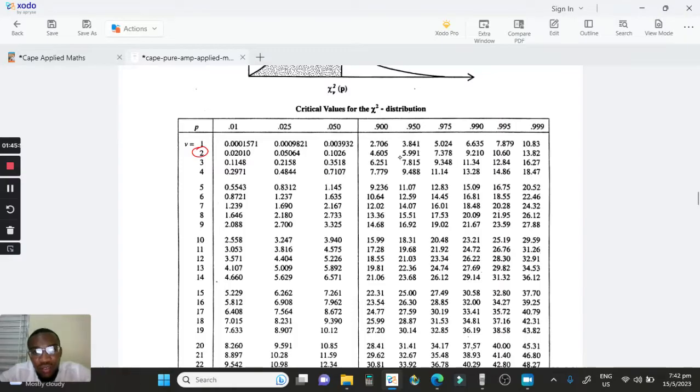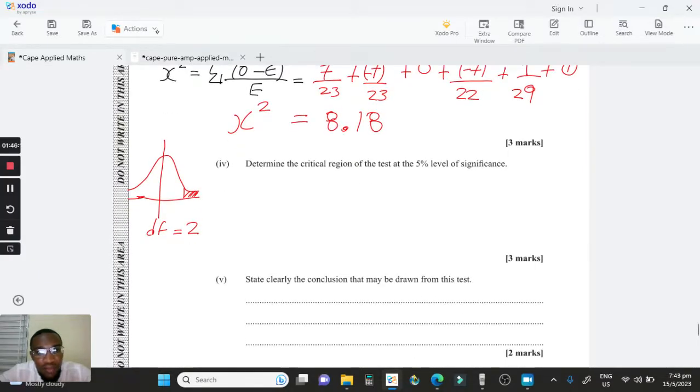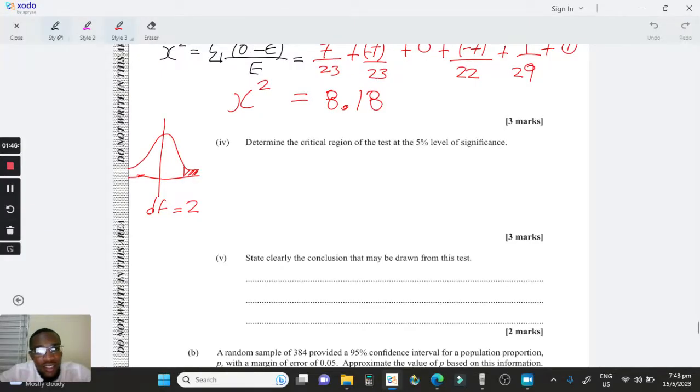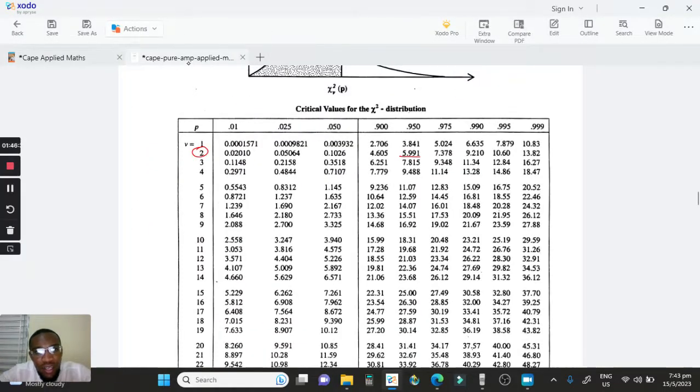And then we'll go all the way over to 5.991. That's our critical value. Come back to here. Determine the critical region. This value right here is going to be our 5.991.